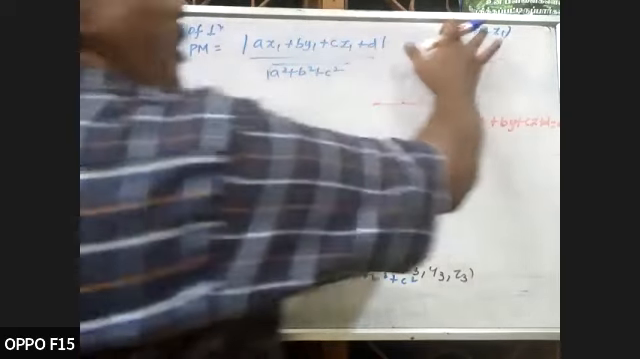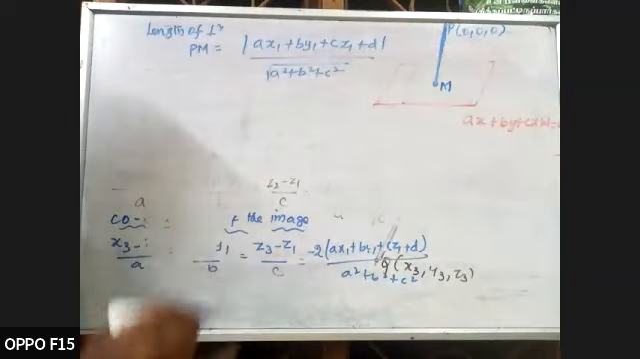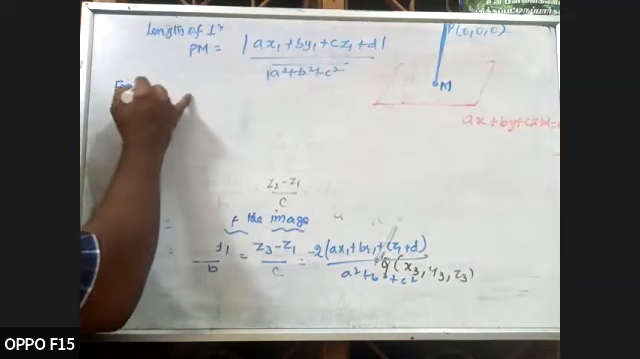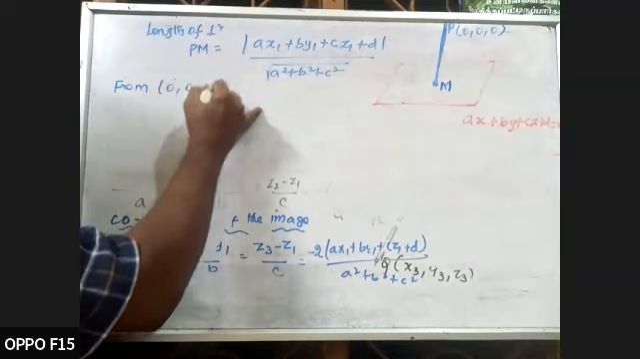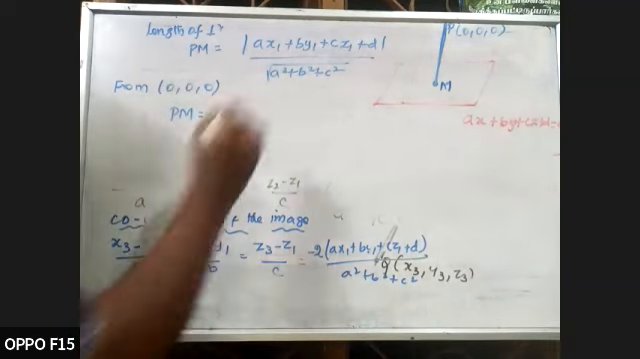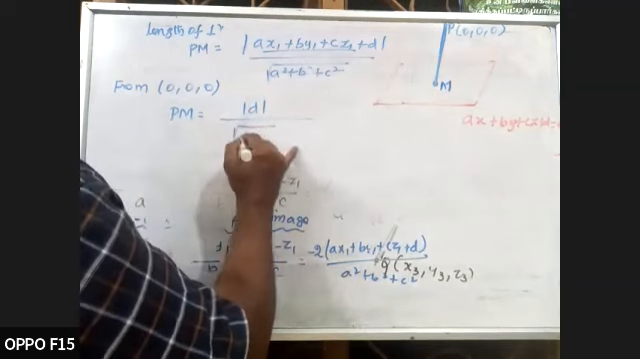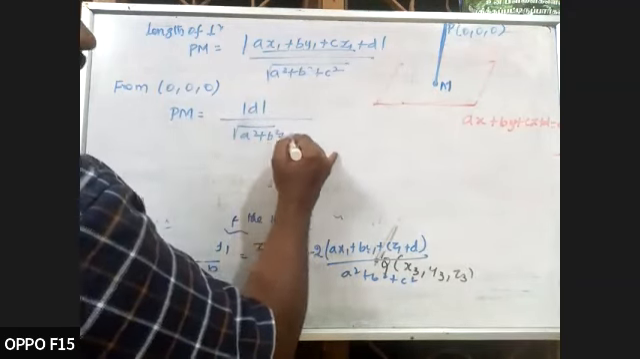If this point comes from the origin, that is the point 0, 0, 0, then the distance, the length of perpendicular PM, will not have these three values, it is just d divided by root of a square plus b square plus c square.